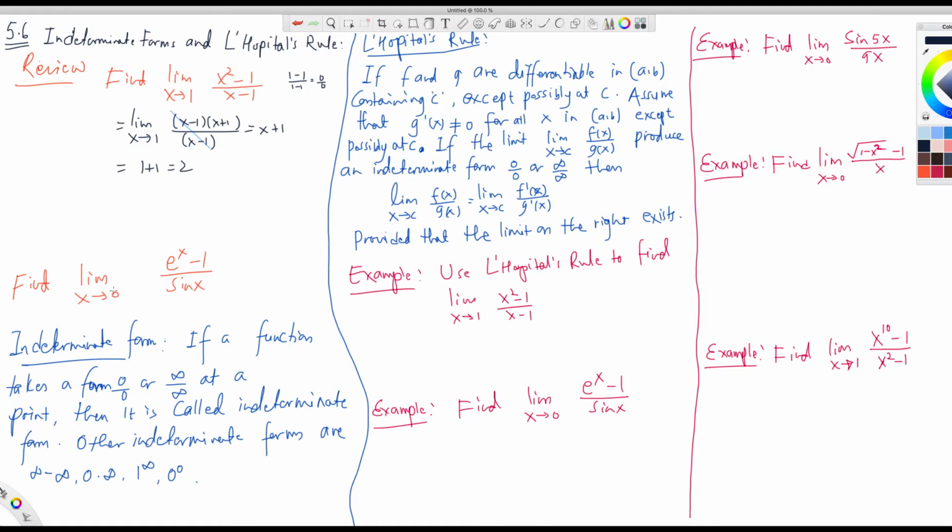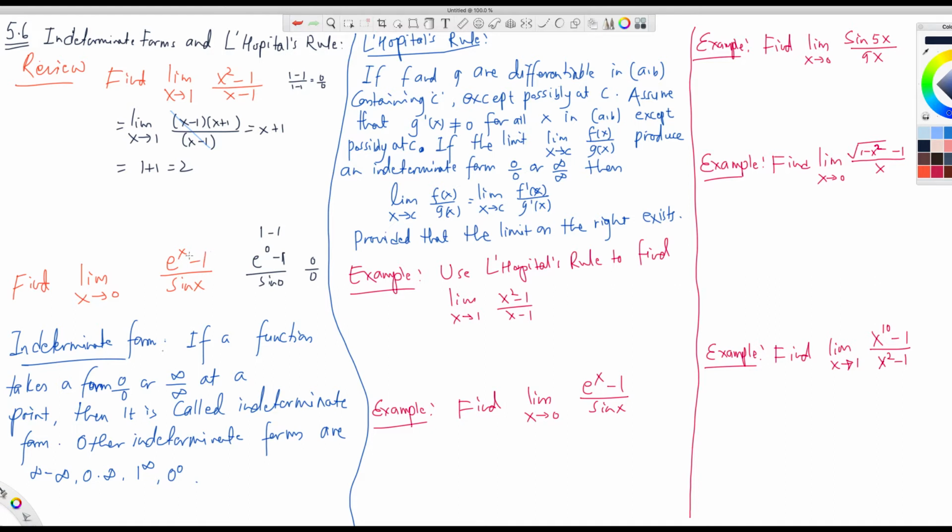But if you get an example like this, e to the x minus 1 over sine x, we cannot factorize like this, right? And if you plug in the limit right away, you will get e to the 0 minus 1 over sine 0. You get 0 over 0. See why? Because e to the 0 is 1, and 1 minus 1 is 0, over sine 0, which is 0. So you get 0 over 0. But how do I handle this type of problem, because I cannot get factors here? So that is the problem.